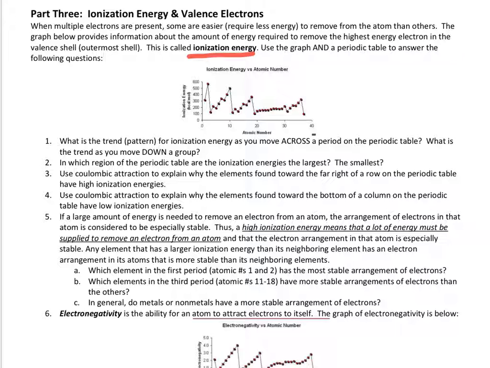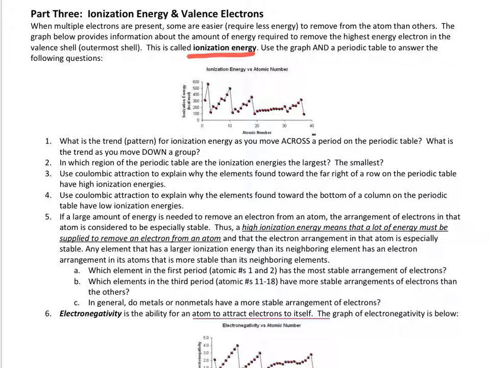Okay, so we're going to use the graph and we're going to use a periodic table to answer the questions. So you should have this activity paper on hand so you guys can see the graph a little better than up here on screen. And you should have a periodic table with you. So we're going to take a look and answer these questions together. So the first question is, what is the trend for ionization energy as you move across a period on the periodic table? And what is the trend as you move down a group?